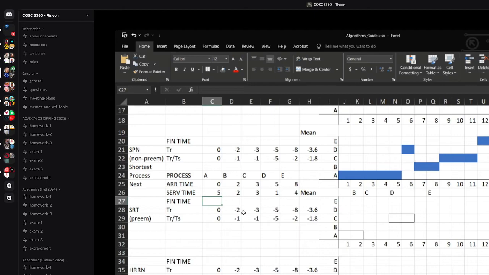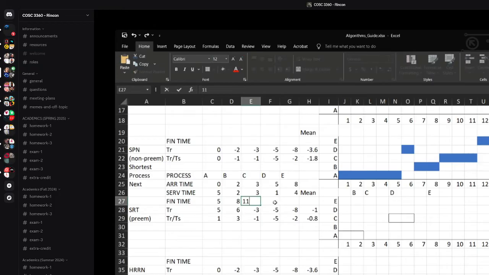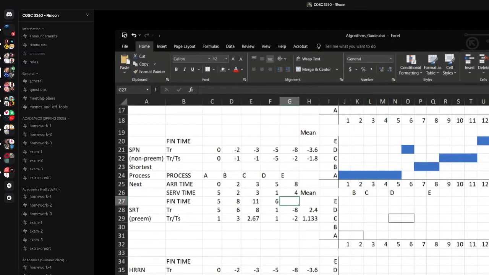Okay, so we're going to go over the finish time. A finishes at time 5, and then B is going to finish at time 8, right? So a little trickier this time. Again, B finishes all the way at time 8. Okay, so C finishes at time 11, D finishes at time 6, and then E finishes at 15 again.